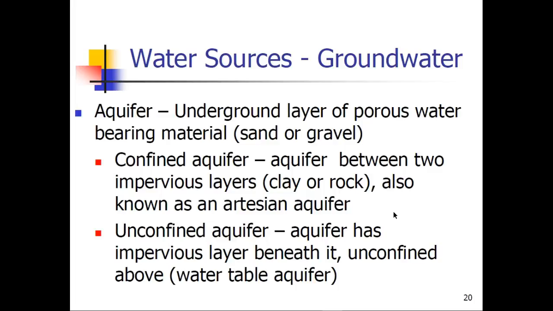Groundwater, an aquifer. We all should know what an aquifer is at this point. It's an underground layer of porous water-bearing material, which is sand or gravel. We have two types of aquifers. A confined aquifer, which is between two impervious layers of clay or rock, also known as an artesian aquifer, and an unconfined aquifer, which has an impervious layer beneath it, unconfined above.